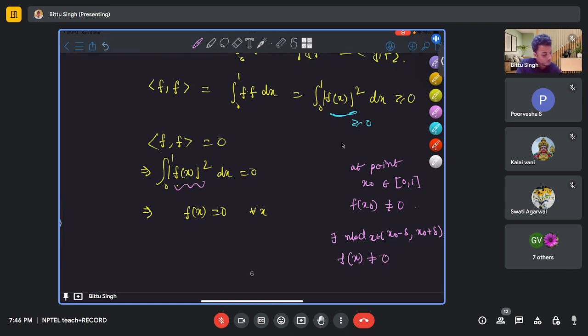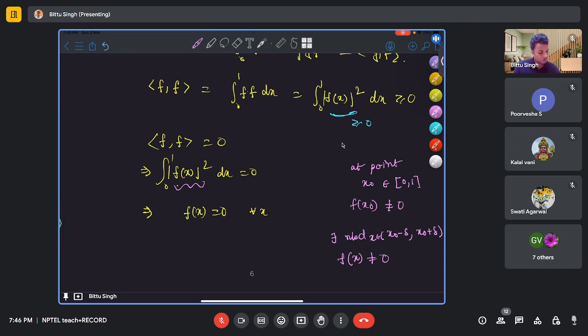Because for the codomain, if it is non-zero, it will be either positive or negative. You can choose the neighborhood around that, okay? And for which it will be non-zero by continuity. It is directly from the definition of continuity.